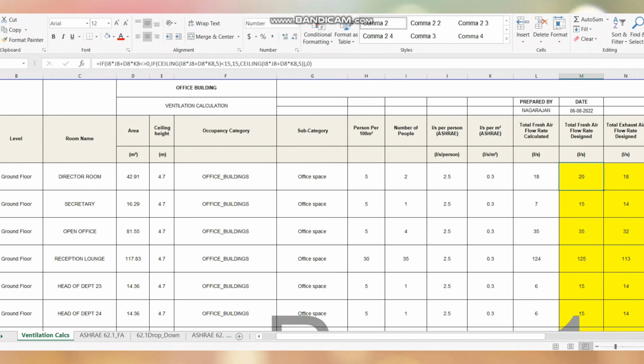The next one is the exhaust air. So exhaust air, what I did is I want to maintain positive pressure throughout the floor. So for each and every room I am considering the return air 10% lower than the supply air. That means 90% I consider as a return. So whatever the value I get here, I will multiply with 0.9. That means 90% is a return. So here 80 liter per second will come as a return value.